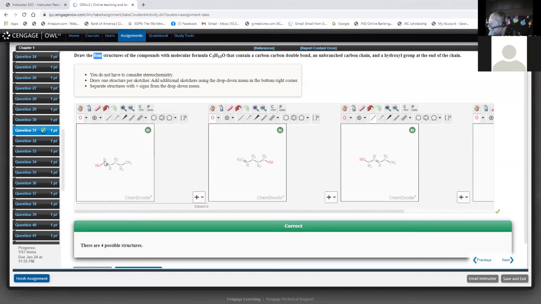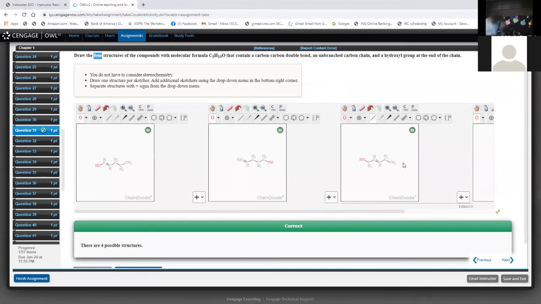So I started with a skeleton here, 1, 2, 3, 4, 5, and I put the double bond on the end, and I did that for both of these, and then I had to follow the stipulation that the OH had to be on the end. So there's only two ends, the left and the right, and I figured I finished that. And then I said, okay, what other skeleton can I have?